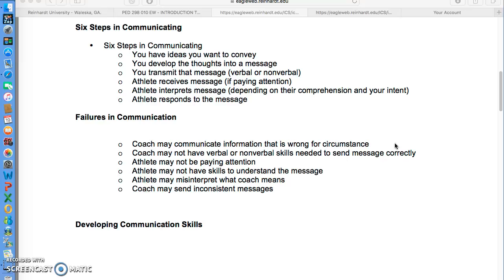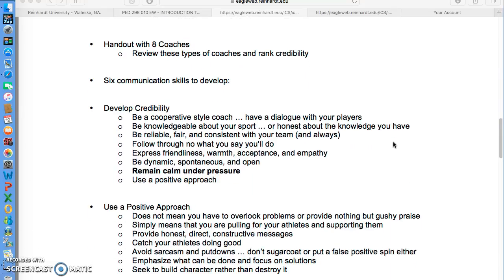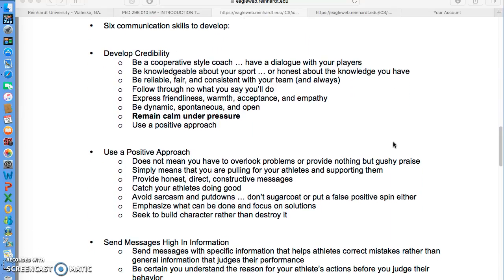The good thing about communicating with your athletes is like any skill, you can get better at it. And so here's just some skills, and I won't go through every bit of this. I'm just going to hit the high points. You can read over this, but these are just some skills to develop.